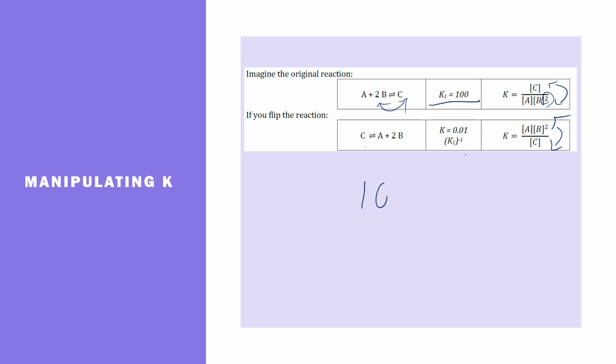So if you take 100 to the negative first power, you get 0.01. And you want to do that no matter what the value of K is. Anytime you flip the reaction, you take the inverse of the K to find the new value of K for the new reaction.